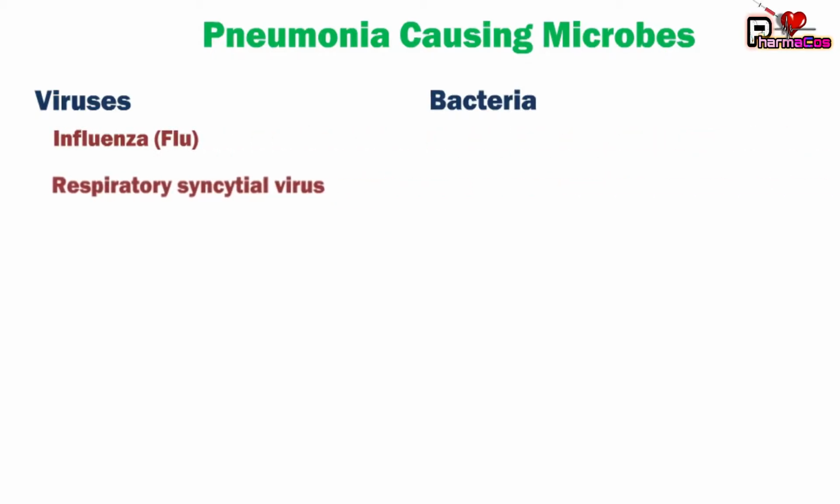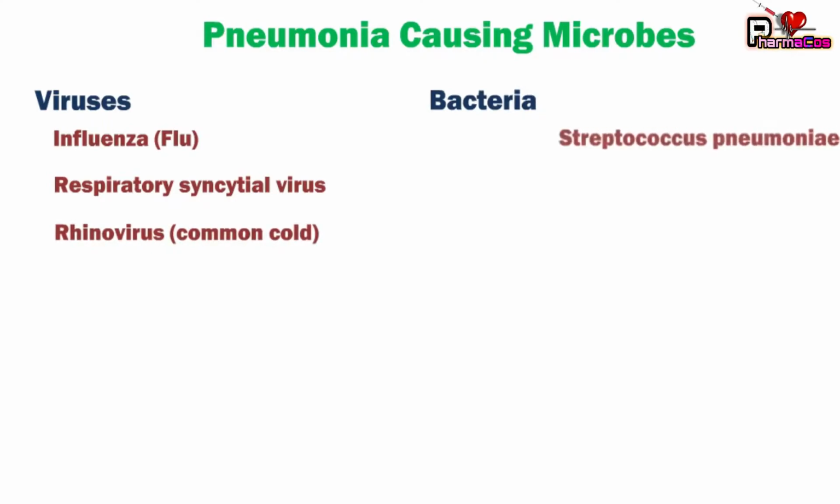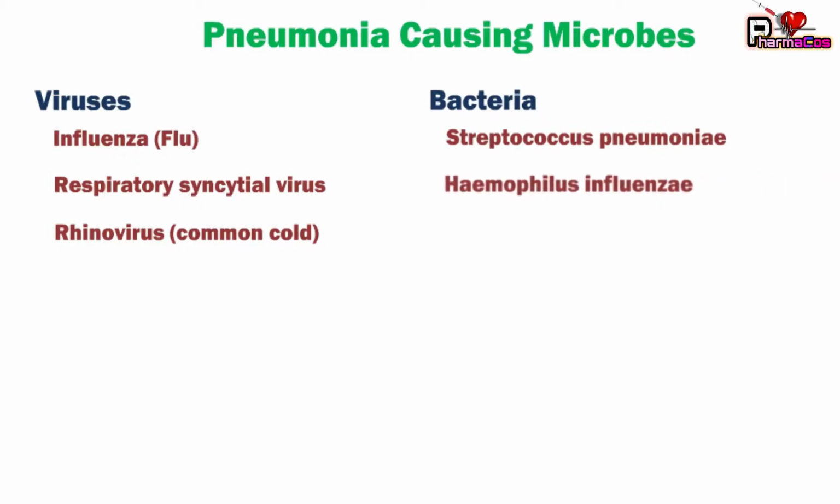Now, there are lots of different pneumonia-causing microbes. Usually it's caused by viruses and bacteria, but it can also be caused by fungi and a special class of bacteria called mycobacteria. In adults, the most common viruses that cause pneumonia include influenza, respiratory syncytial virus and rhinovirus. In adults, bacterial causes include Streptococcus pneumoniae, Haemophilus influenzae and Staphylococcus aureus.